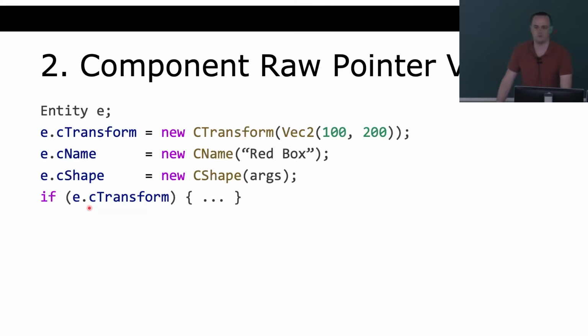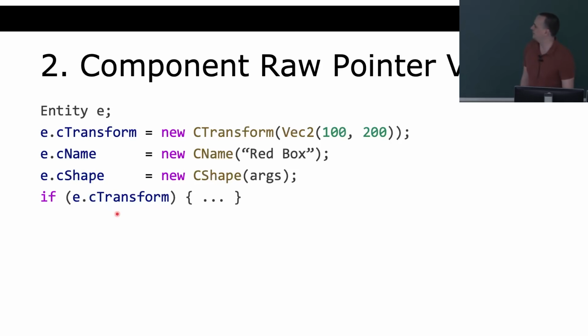And one of the shortcut ways of doing that is just to say, hey, if e.c transform. The way that works is I don't need to say if e.c transform not equal to null pointer. You could, there's nothing wrong with that. But what happens is in C and C++, 0 evaluates to false, and anything other than 0 evaluates to true, right? So that's how integers and pointers are converted to Booleans.